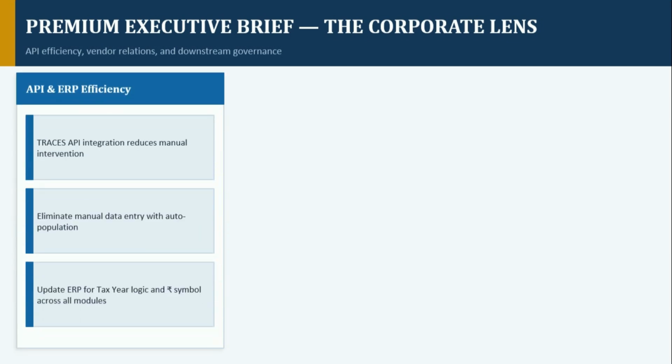Let's now explore the corporate perspective behind efficient Form 140 compliance and its impact on business operations. First, API and ERP efficiency. Traces API integration helps reduce manual intervention and improves processing accuracy. Automated data population minimizes manual entry efforts and saves operational time. Organizations should also update ERP systems for the latest tax year logic and proper rupee symbol integration across all modules.